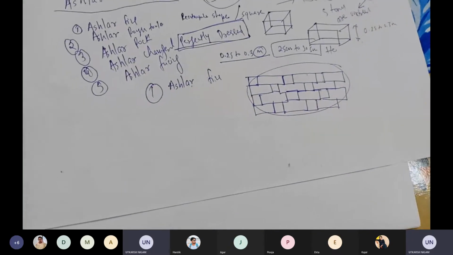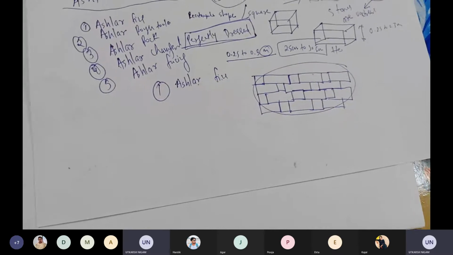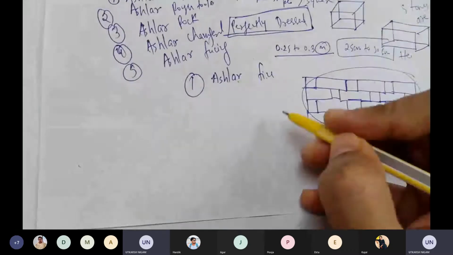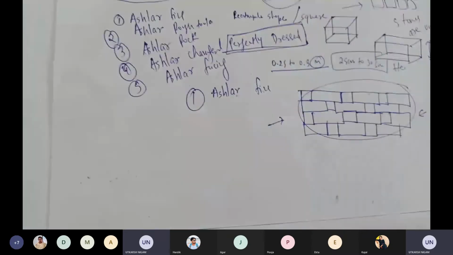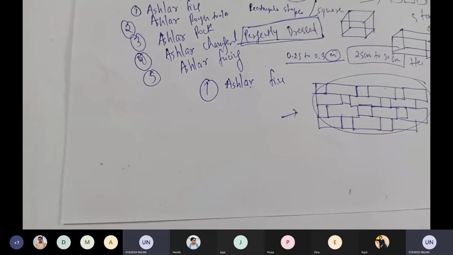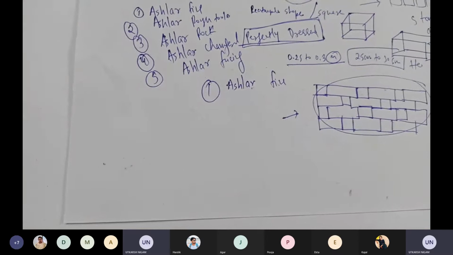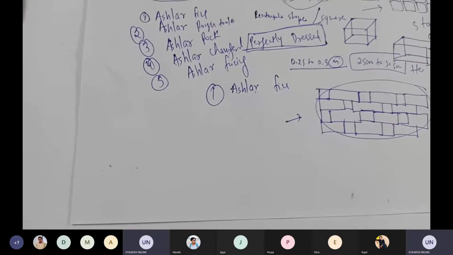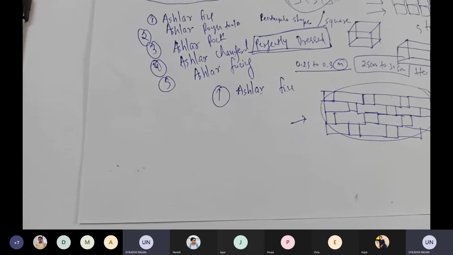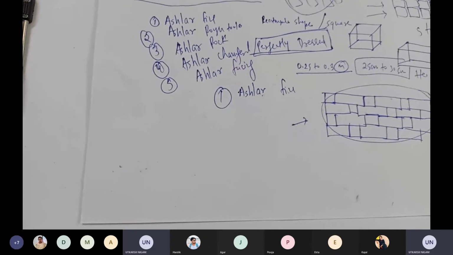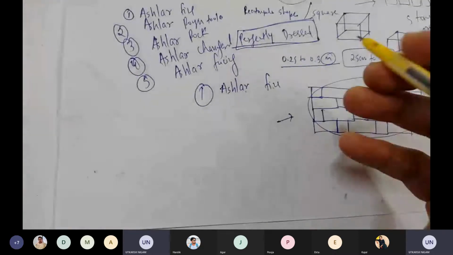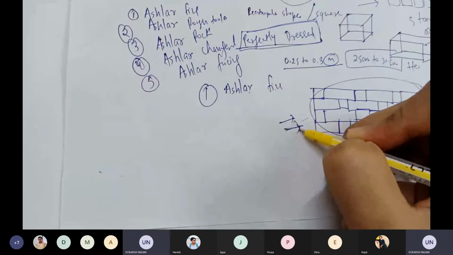So the bed and side joints are chiseled. In ashlar rough tooled, the edges are exposed to the faces, meaning in the second one the exposed faces have chiseled strips. Then ashlar chamfered is a special type of masonry where the edges around are exposed at 45 degrees. Ashlar facing is also there, when the particular face is actually raised.